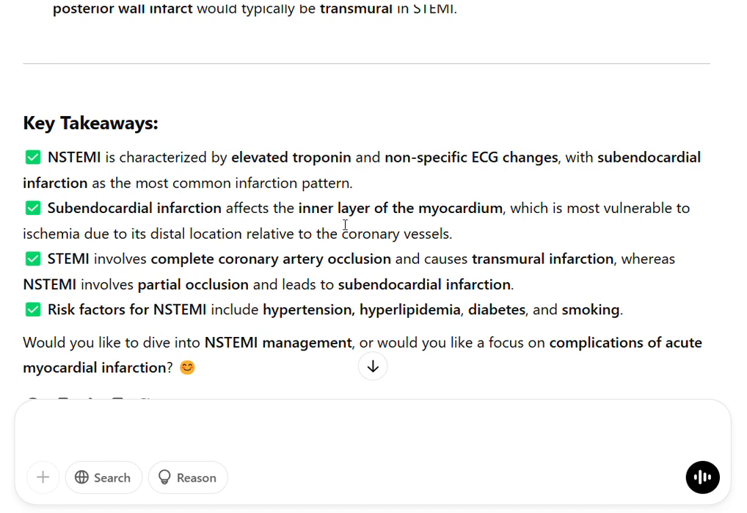Subendocardial infarction affects the inner layer of the myocardium, which is most vulnerable to ischemia due to its distal location relative to the coronary vessels. STEMI involves complete coronary artery occlusion and causes transmural infarction, whereas NSTEMI involves partial occlusion and leads to subendocardial infarction. Risk factors for NSTEMI include hypertension, hyperlipidemia, diabetes, and smoking.